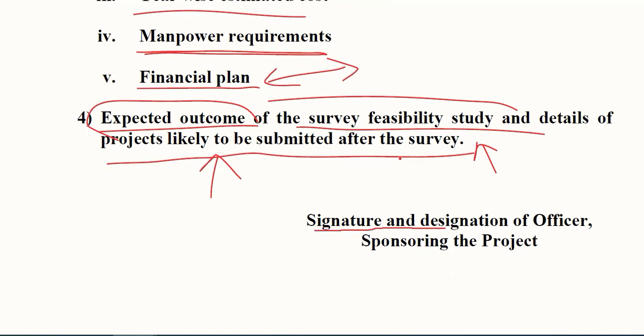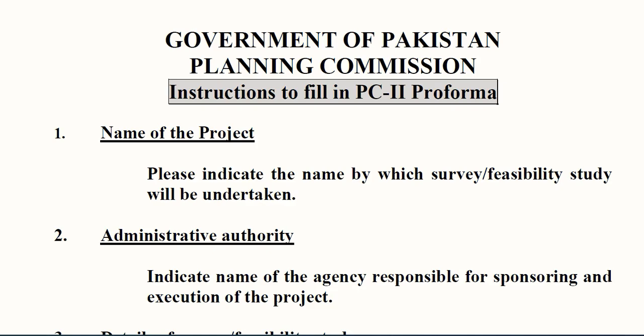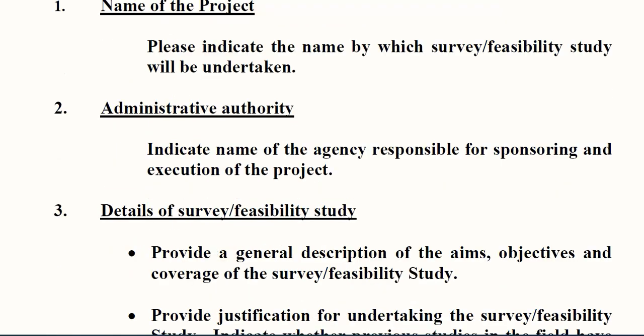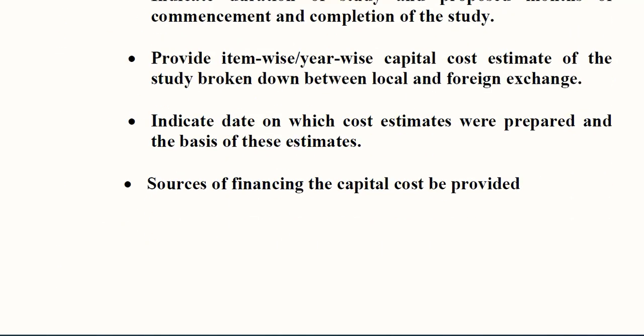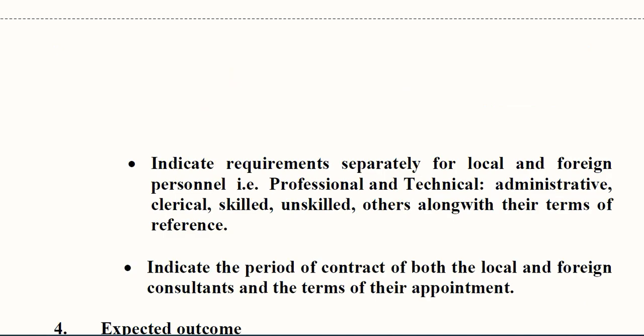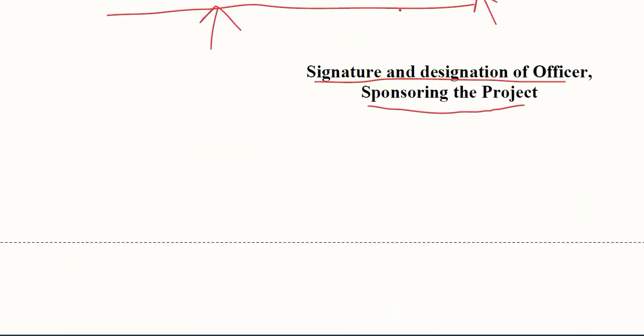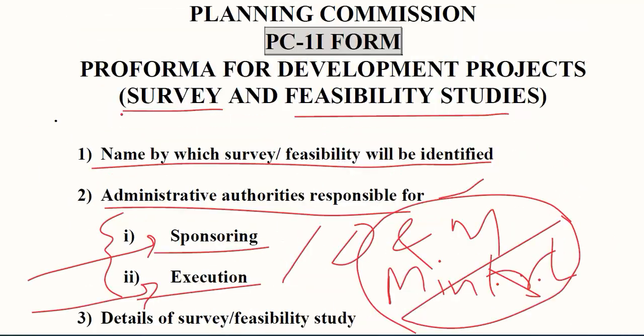Here the signature and the designation of the officer and the sponsoring of the project, from which the sponsoring is done. So this is the instructions set for the PC2 format that one can read. So this is there for your help, and this is how PC2 is made, which is essentially a survey document or a feasibility study document.